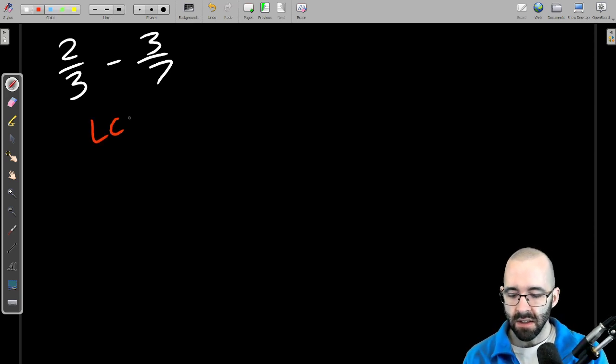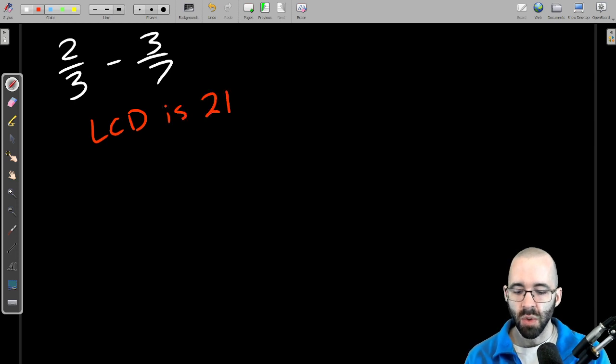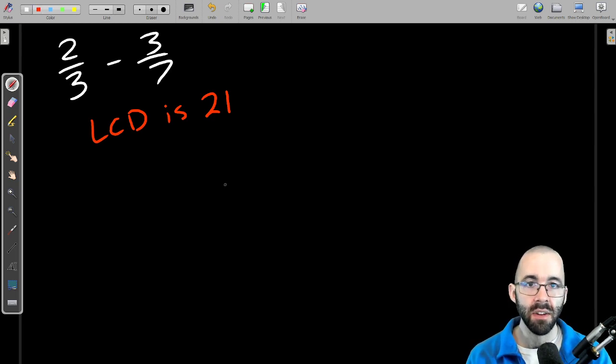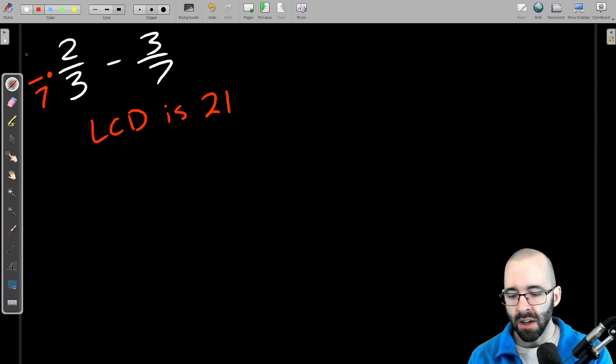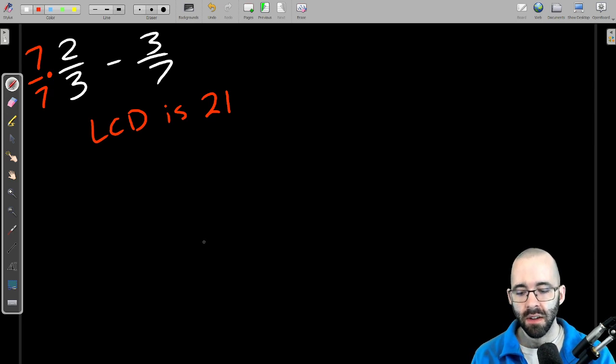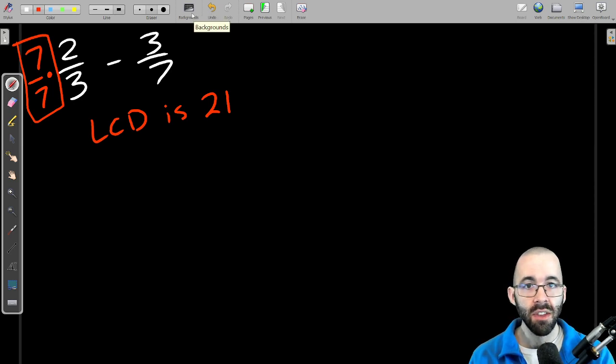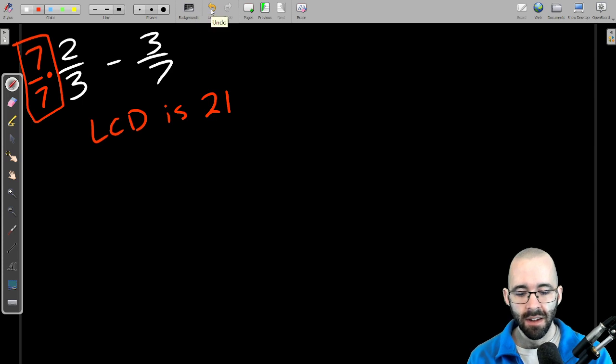In this case, the least common denominator is 21. They share no common factors, so that least common multiple is just what happens when you multiply them together. 7 times 3 is 21. So to get there, we have to multiply this guy by 7. But if we do it to the denominator, we have to also do it to the numerator. Because what you notice is that we're multiplying by 1. 7 divided by 7 is just 1. 7/7 is a whole thing.